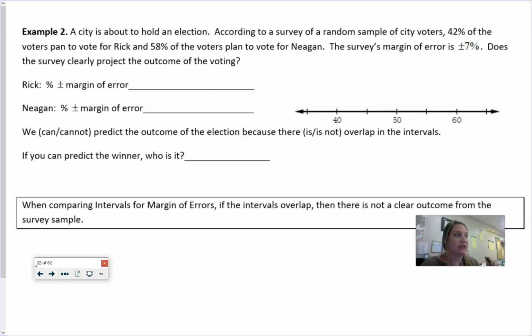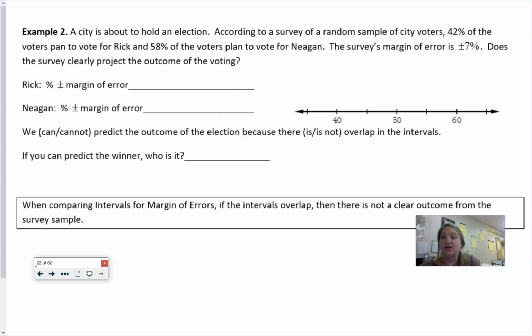Here, a city is about to hold an election, and according to the survey of a random sample of city voters, 42% of the voters plan to vote for Rick, 58% plan to vote for Negan. The survey's margin of error is positive and negative 7%. This is how we're going to use it, okay? Does the survey clearly project an outcome of the voting? Okay, so let's get the two intervals first, and then we're going to graph it, and I'm going to show you how we can determine if there is or is not a clear winner. This is how we use it in real day-to-day life, okay?